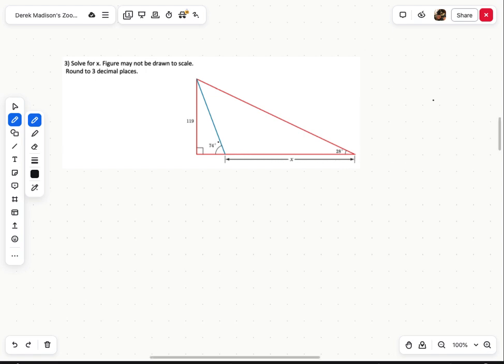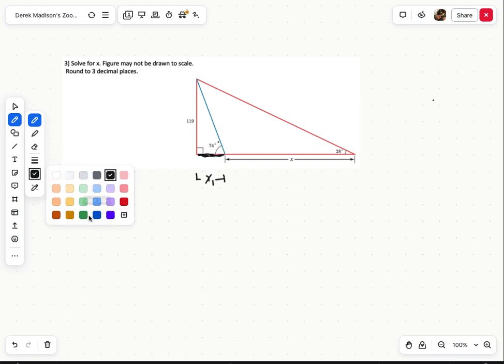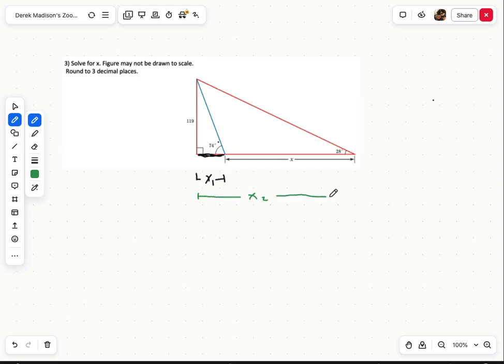So the way I looked at it was I decided I was going to call this distance x1, from right here to right here. That's one of my right triangles, that little one. And then I have a big right triangle right here, and I'm going to call that length x2. So this is going to go the whole way across.